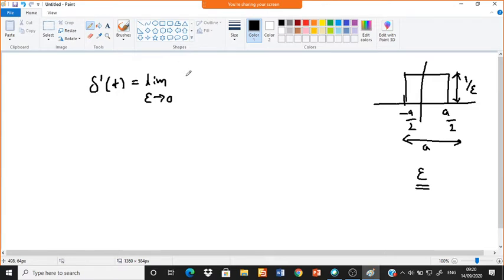So del of t plus epsilon by 2, minus del of t minus epsilon by 2, and 1 over epsilon is there here.